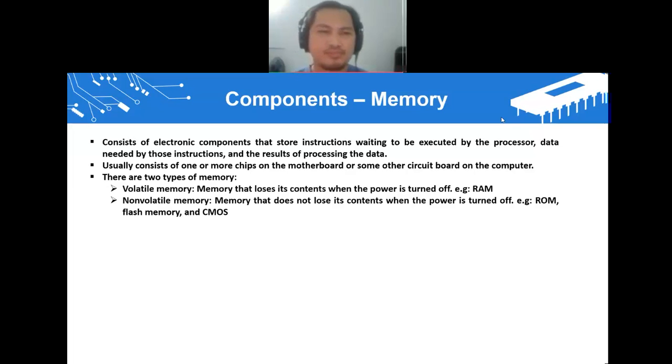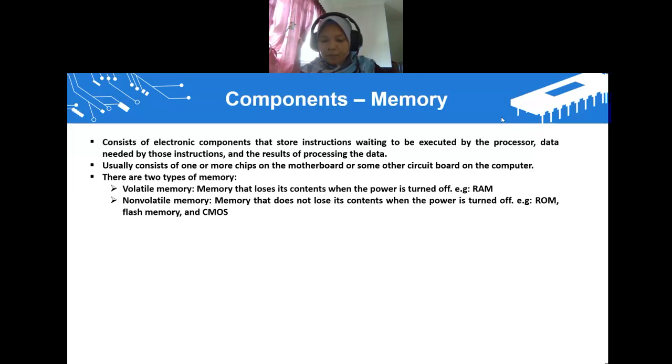Okay, so another important component in the system unit is memory. Memory consists of electronic components that store instructions waiting to be executed by the processor. Memory usually consists of one or more chips on the motherboard or some other circuit board in the computer. There are two types of memory, which are volatile and non-volatile. Volatile memory will lose its contents when the power is turned off.